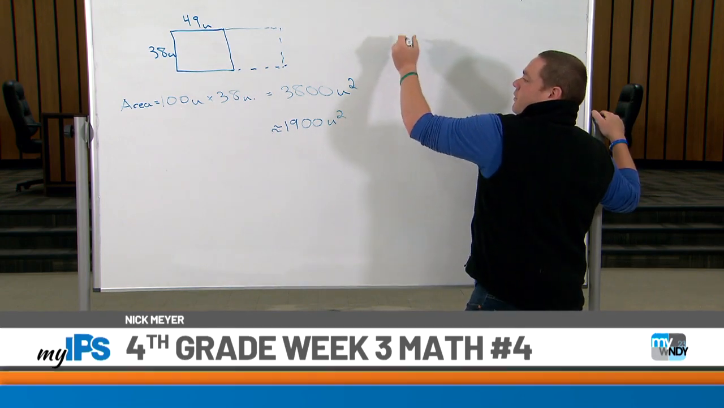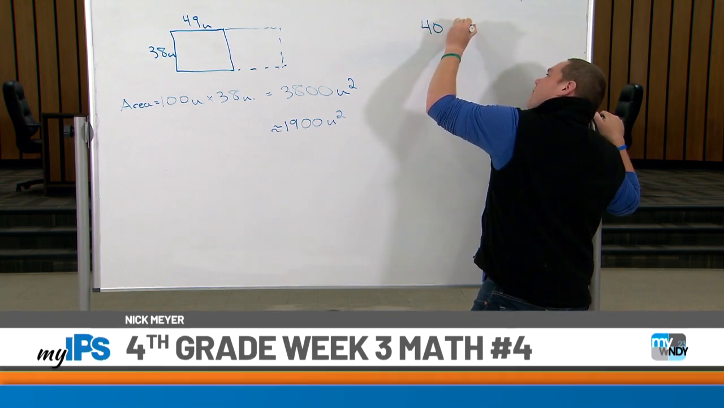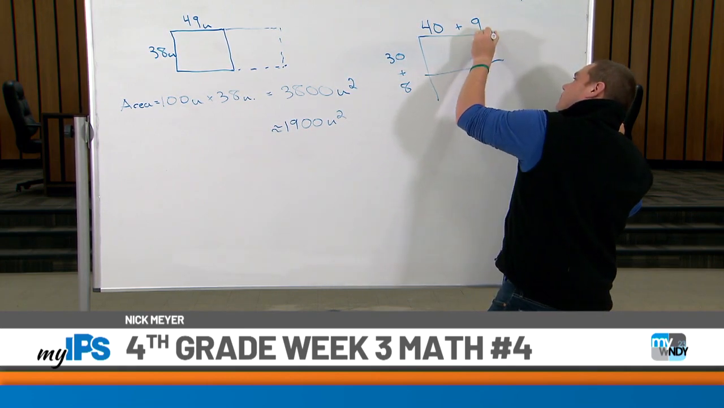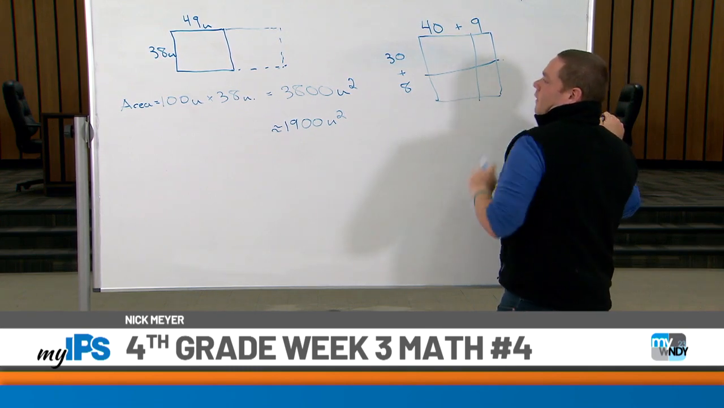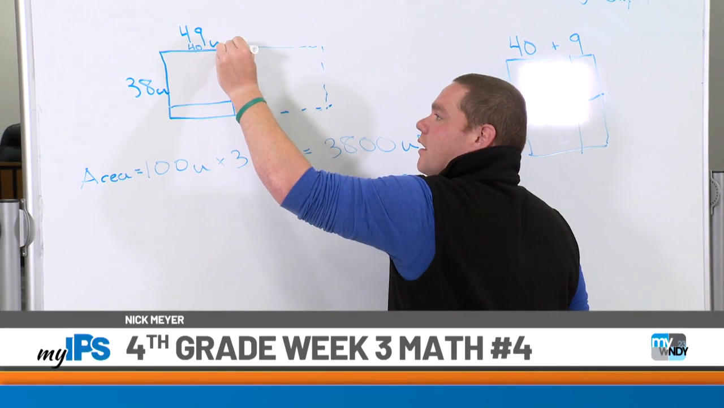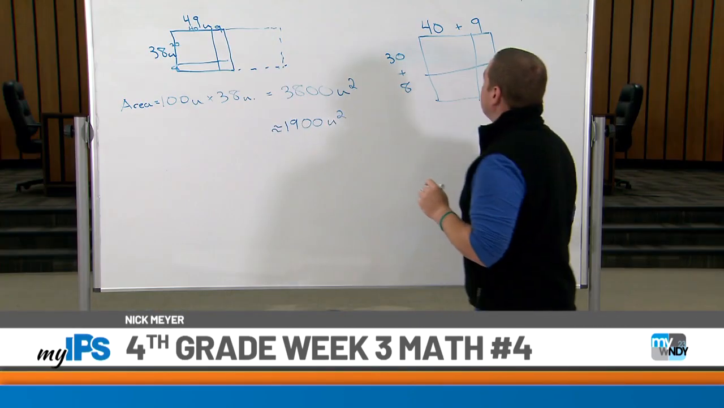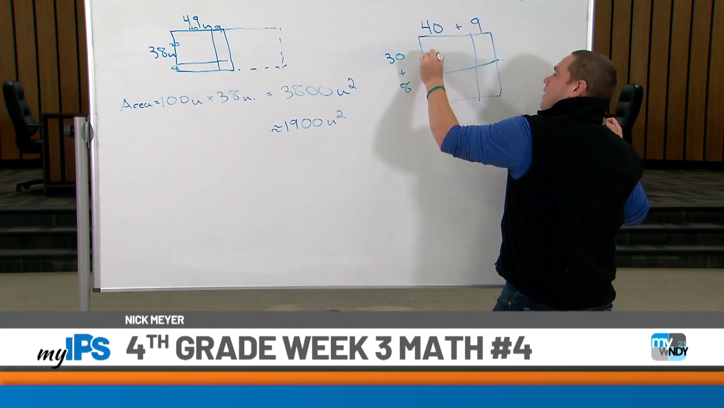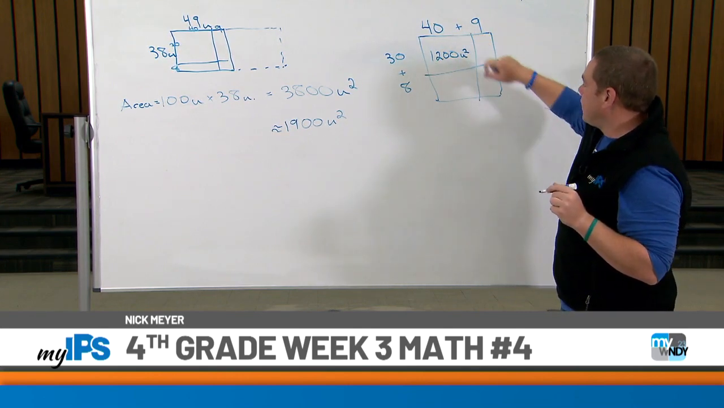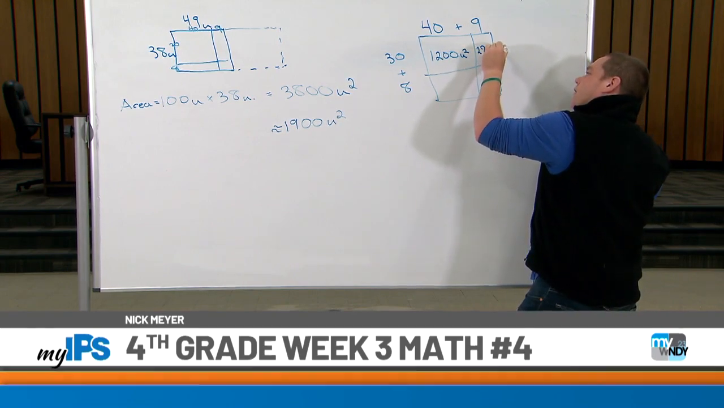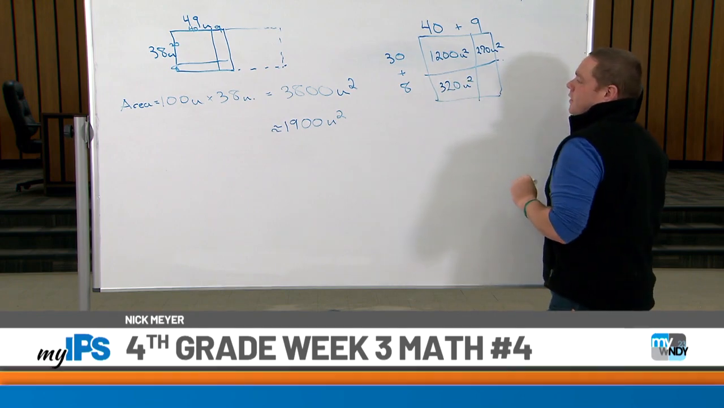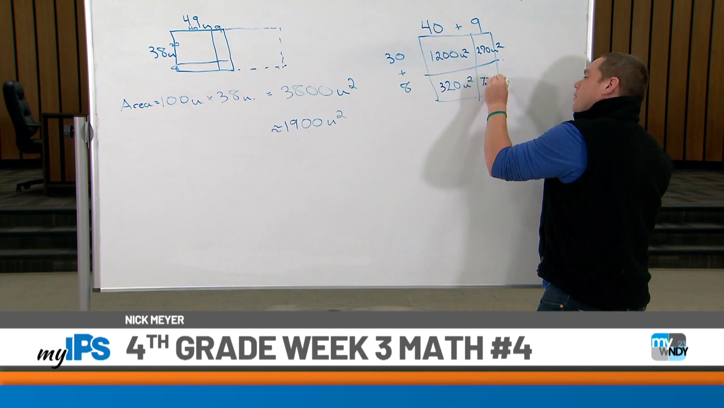Now we can actually use some of those area models that we used in the past. So I can do 40 plus 9 and 30 plus 8. Sorry about that. Same idea here, 40 and 9, 30 and 8. So when I do 40 times 30, I get exactly 1,200 square units there. 30 units by 9 units, 270 square units. 40 times 8, 320 square units. And then 9 times 8, 72 square units.